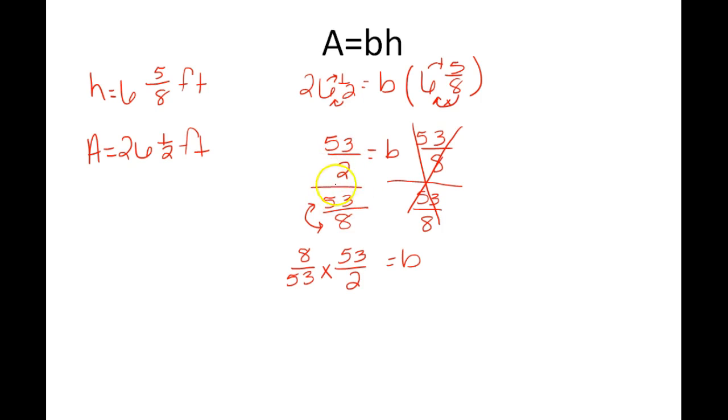So when you have fractions and you're dividing fractions, you just multiply by the reciprocal. So 53 over 2 times the reciprocal of 53 over 8, which is 8 over 53. These problems usually work themselves out to end up fairly easy because you see here, these 53s are going to cancel. And so you're just left with 8 over 2, right? 8 times 1 is 8, and 1 times 2 is 2. And you know what 8 divided by 2 is? That's 4. So the base of that parallelogram is 4 feet.